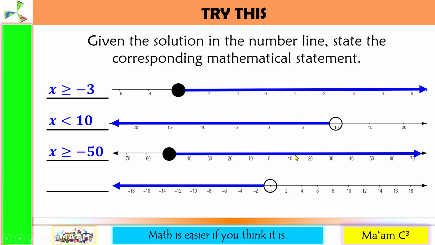Last one, this is 0, then going to the left, values of x that are less than 0. So you have x is less than 0. Again, we only make use of less than because this is unshaded circle.